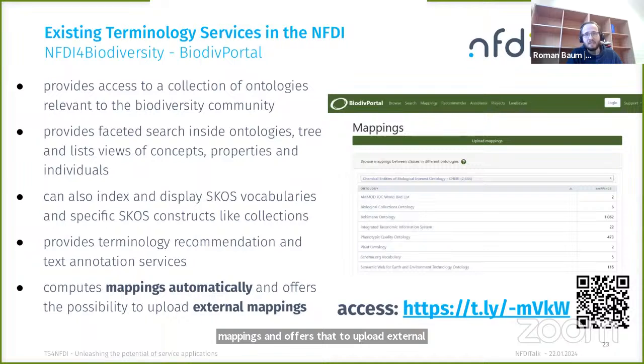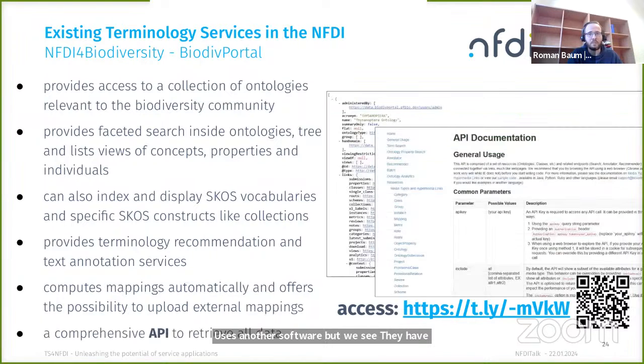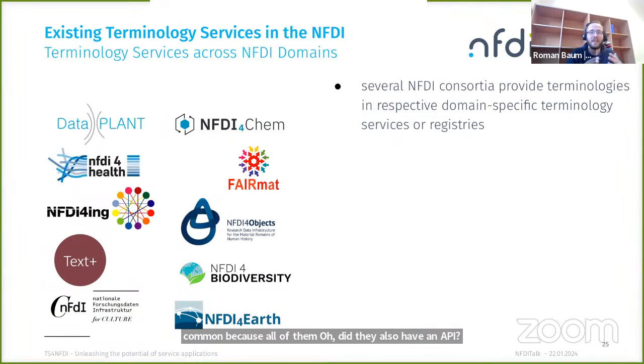So what we see here is that we have 3 different services. 2 of them are using the same software and another one uses another software, but we see they have something in common, because all of them also have an API, which makes it possible to retrieve all the data. So they have something in common and they differ in a specific domain and also in some functionalities.